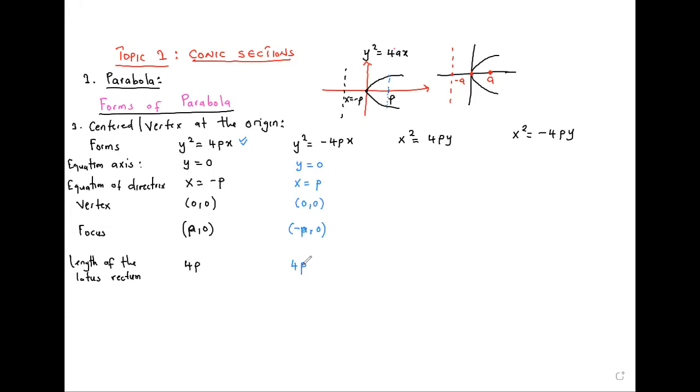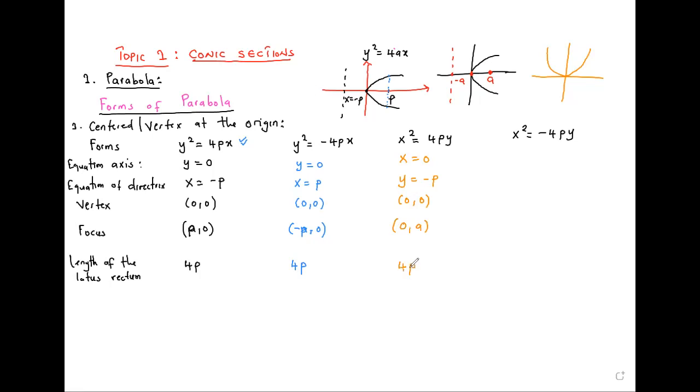Now we go to x squared is equal to 4py. What will be the properties? This will be on the x is equal to 0 axis, meaning the y axis. So this graph should look like this one. This is the graph we're talking about. Either it faces up or facing down. And then the directrix will now be y is equal to negative p. And then the vertex, we said 0, 0, the origin. And then the focus, 0, p. And then the length, 4p.